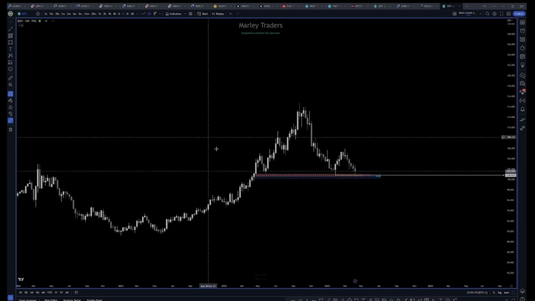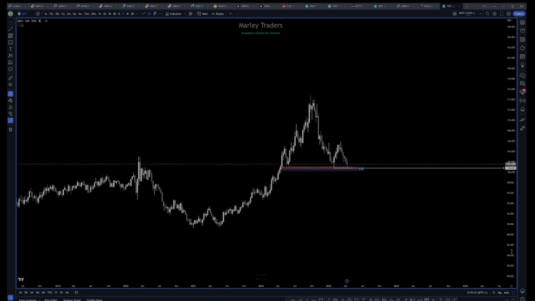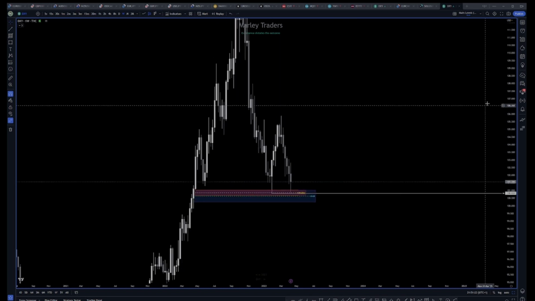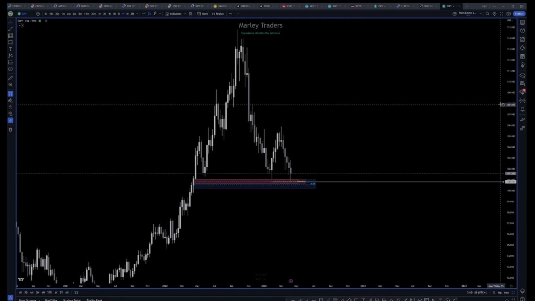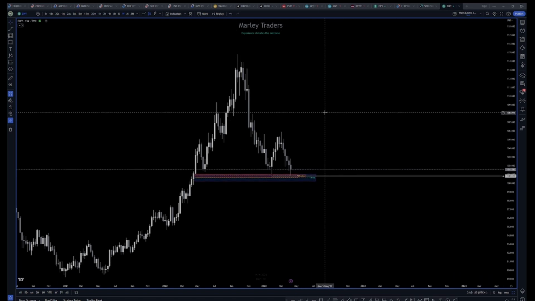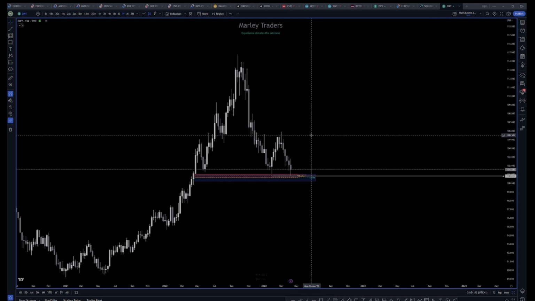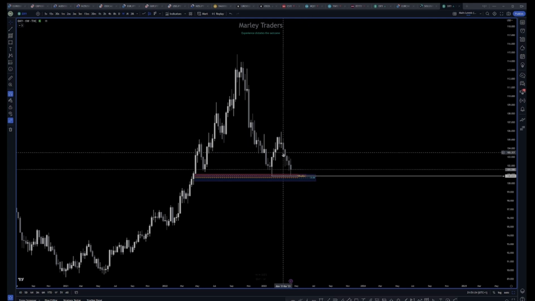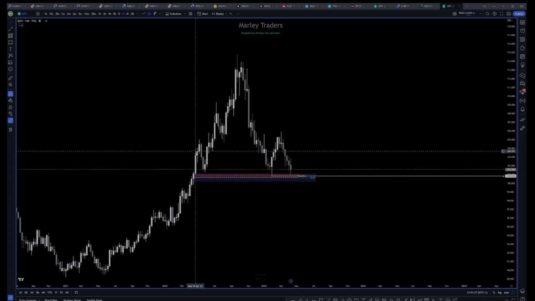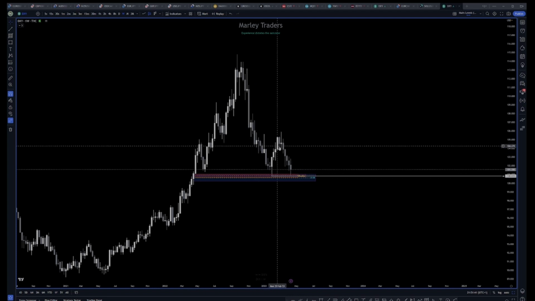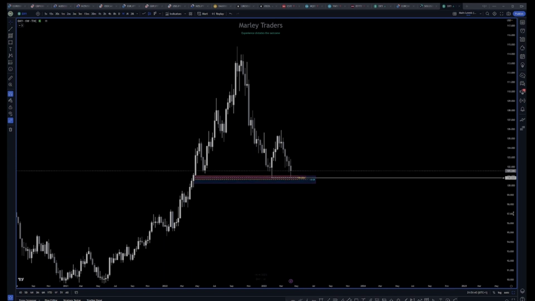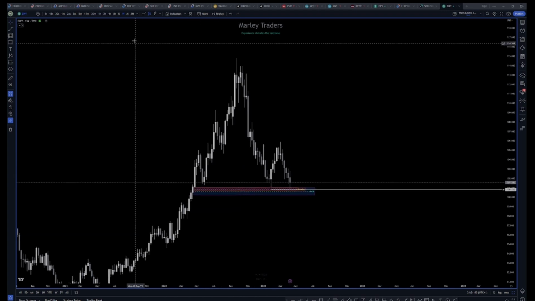Go to a weekly. So this was our draw on liquidity from the dollar. If you've been following ICT or if you've been following Mali Traders, we always talk about how to use the dollar to trade other pairs or other markets, okay? The risk on, risk off, flight to quality sort of narrative. So this here was the draw on liquidity for the dollar.